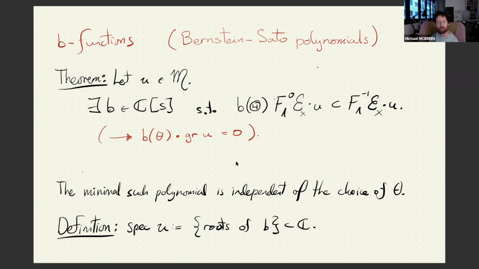And again, this minimal polynomial is independent of our choice of Euler vector field. And so it makes sense to define the spectrum of u as the roots of this polynomial. So this is a substitute for the degree that we used in our basic examples.